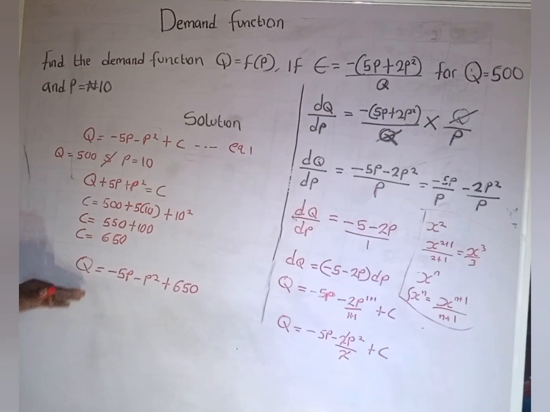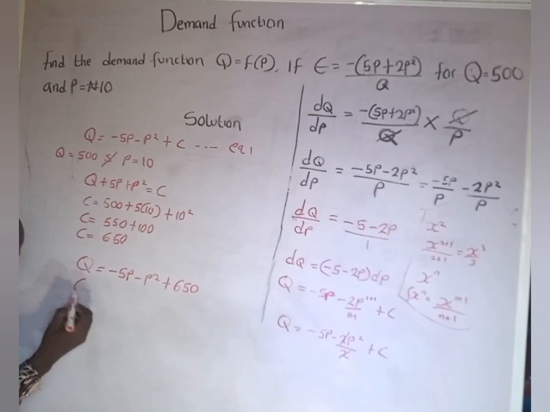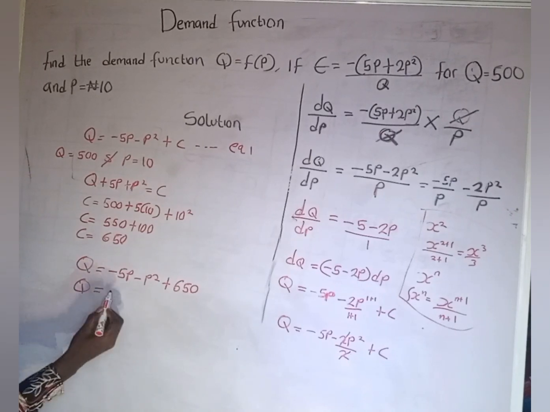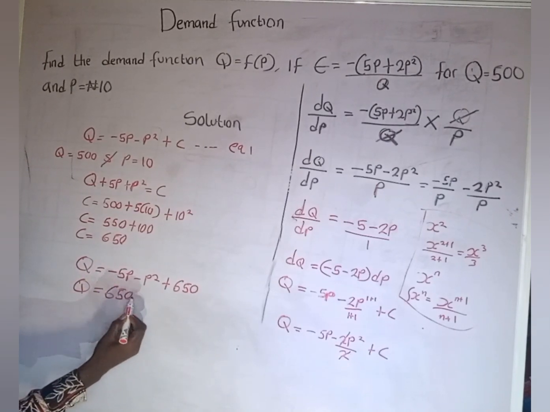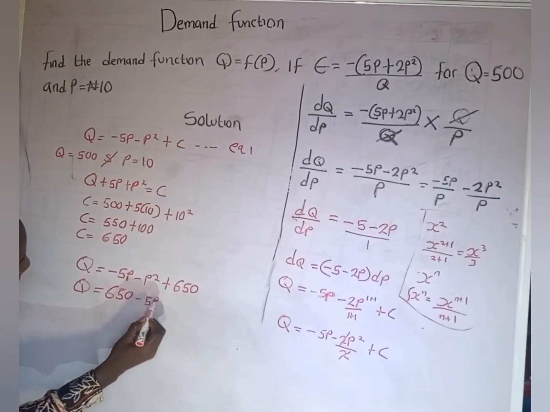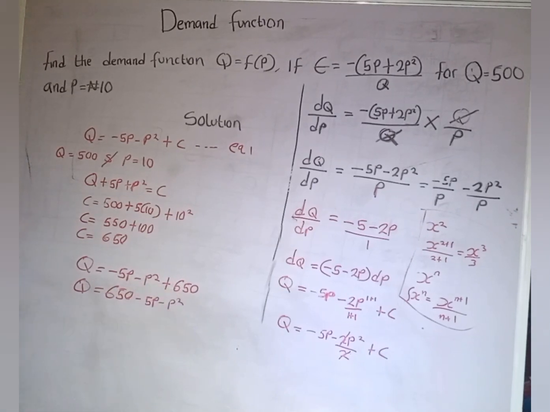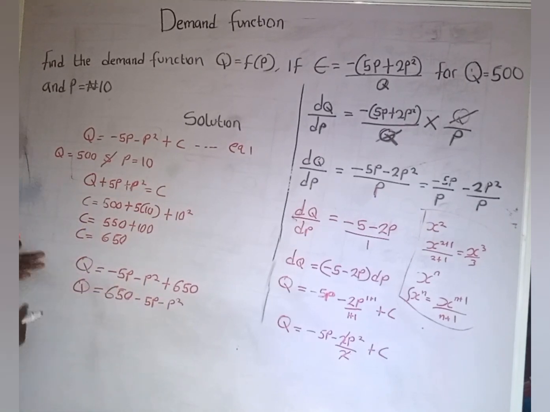So the required demand function is this, but I can rearrange this equation to become like this: Q equals 650 minus 5p minus p squared, so that the positive will start. So I can rearrange this equation as this. That is how to find the demand function when you are given the elasticity of the demand function and the quantity and the price.